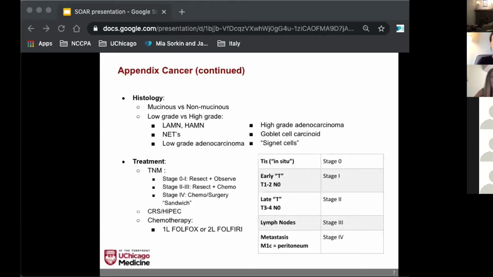And the chemotherapies that we use systemically, first line in the US is FOLFOX, second line would be FOLFIRI, and I won't talk too much in detail about those either.